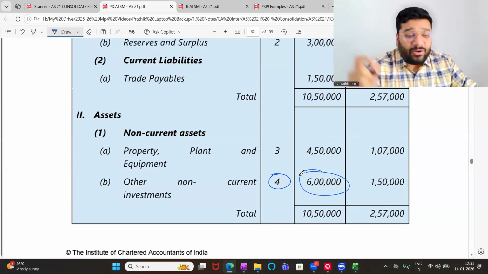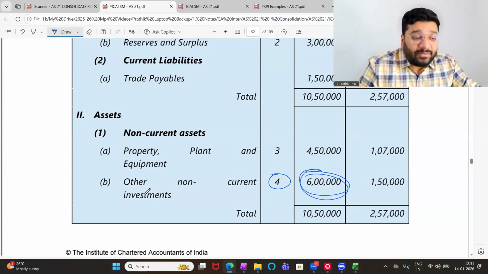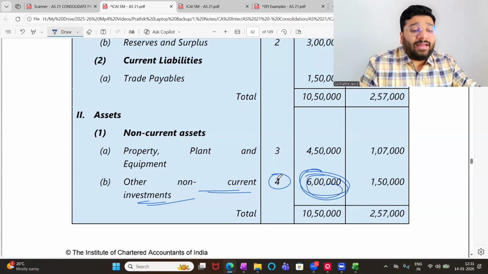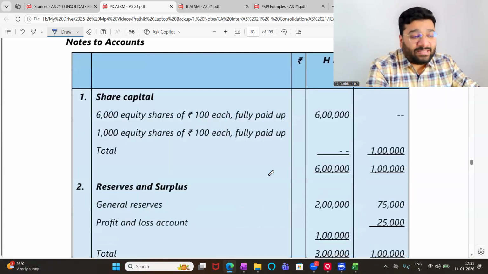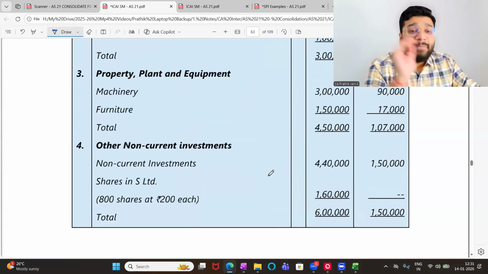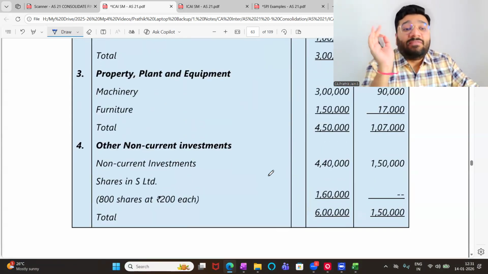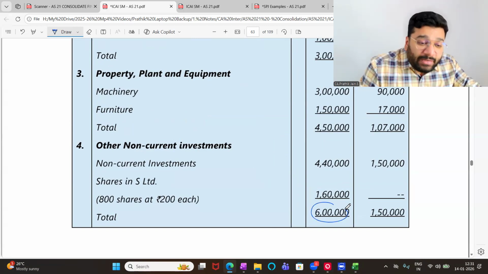Now, why is it a trap? Because you saw 6 lakh. Oh, investment, 6 lakh. But you did not see the note. Now go to the note and see whether actually the investment is 6 lakh or do we have anything else? H Limited will have investment in multiple places apart from subsidiary. So all the investment will come in one place. So 6 lakh is total investment.